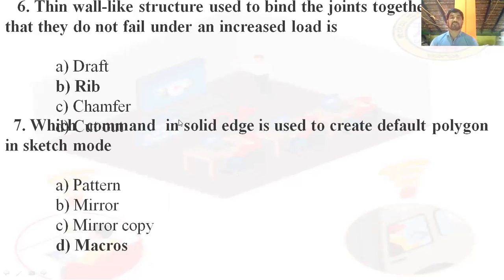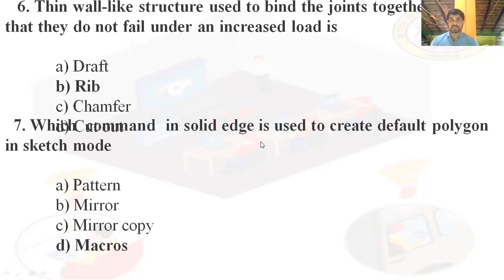The sixth question: a thin wall-like structure used to bind joints together so that they do not fail under increased load is called what? I told you by drawing a rib. It takes up the load of two weak surfaces and makes a strong bond. Looking at the options: the draft command is used for making a pattern allowance for easy removal of the pattern, so it is not correct. Rib is the option, so rib is the correct answer. Chamfer removes sharp edges, and cutout removes metal from the solid surface. So the correct answer is the rib.